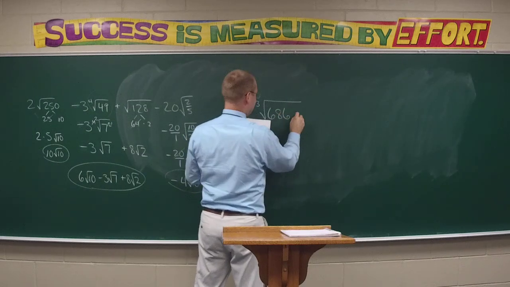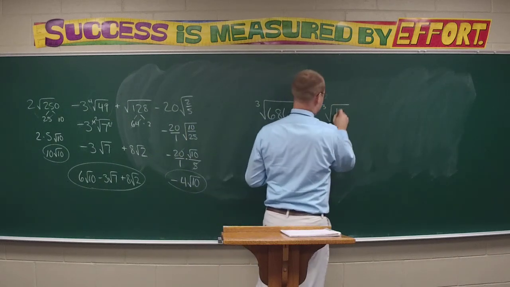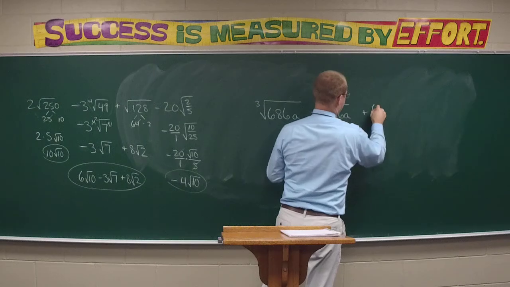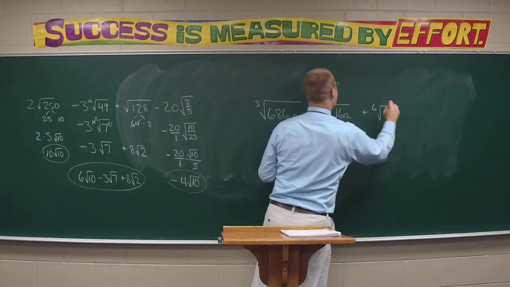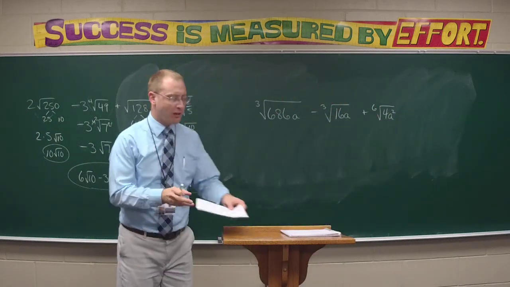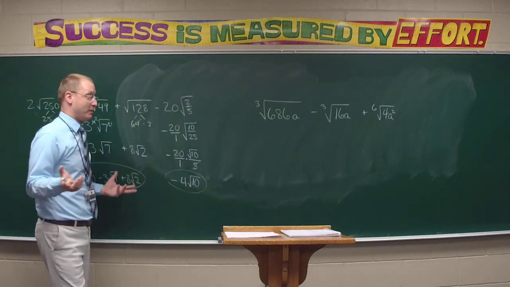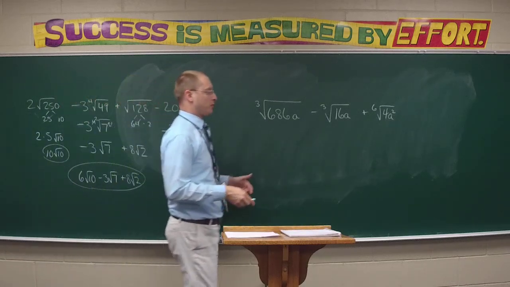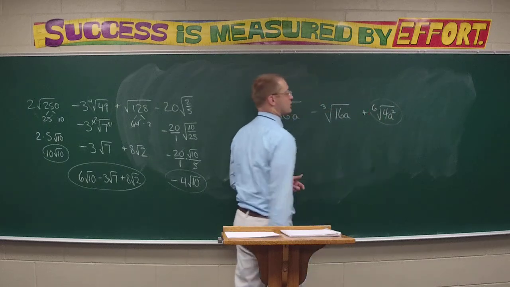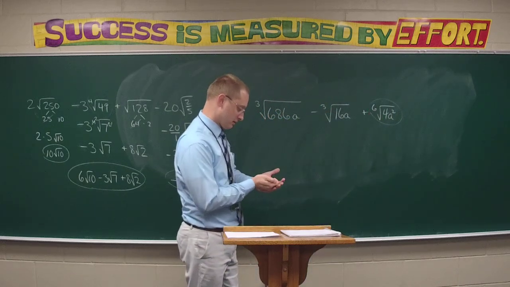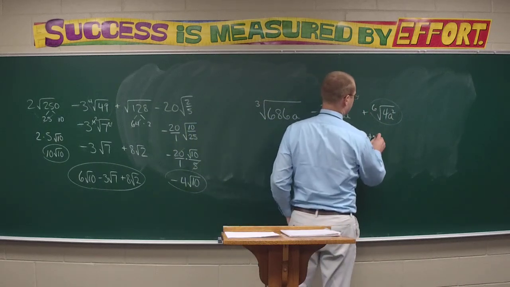Cube root of 686a minus the cube root of 16a plus the 6th root of 4a squared. And once again, one of these stands out as it ain't got the same index as the rest of them. So that's where I'll prefer to start. What should I do about this 6th root of 4a squared, Genesis? Change the 4 to 2 squared.